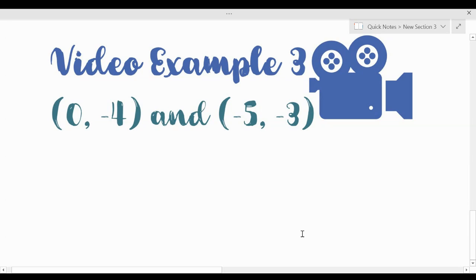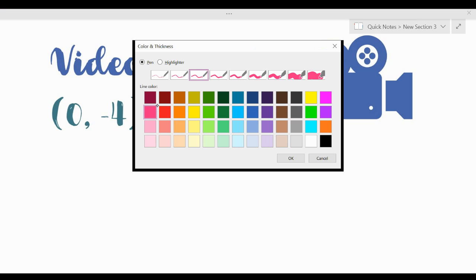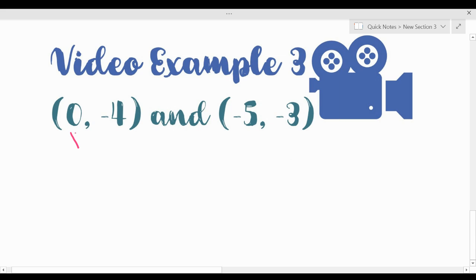Right, this is our last example on writing equations in slope-intercept form given two points. As we did in the last two examples, please make sure that you are labeling your points: x1, y1, x2, and y2. Start by finding the slope.